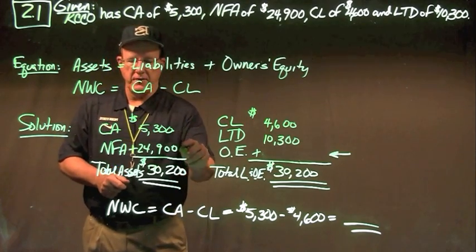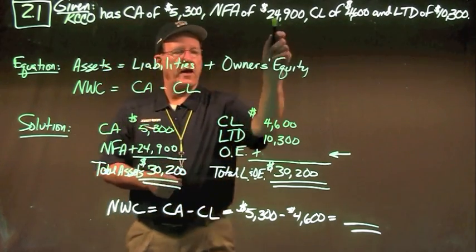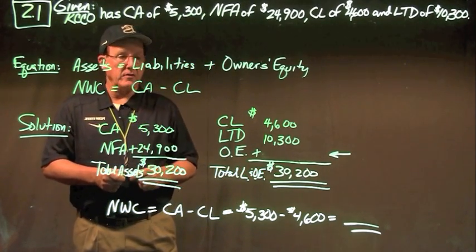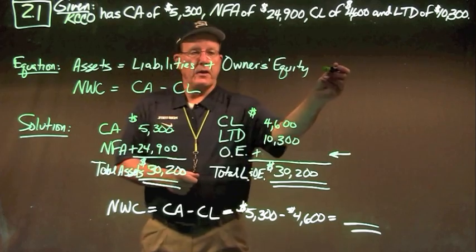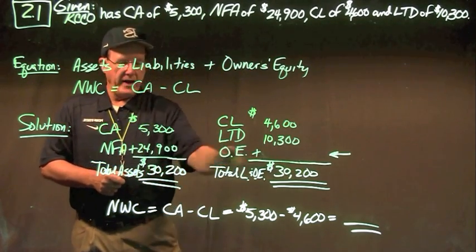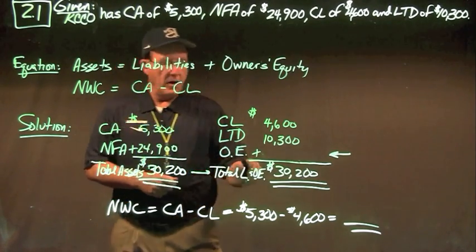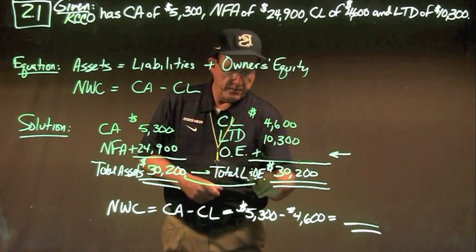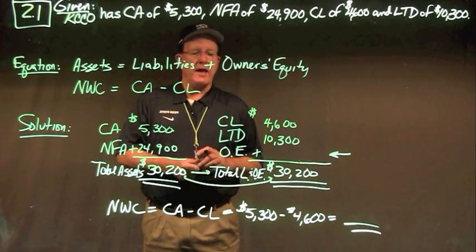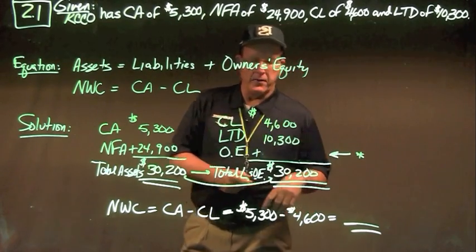So first of all, for the solution, we create a vertical balance sheet. Current assets plus net fixed assets equal total assets. $5,300 of current assets and $24,900 in net fixed assets give us total assets of $30,200. Based on the balance sheet equation, we know that total assets must equal total liabilities plus owner's equity, the same number. So I just bring over the $30,200 to the right side of the balance sheet. It's got to balance, my accounting teacher used to say. And now we can solve for owner's equity, which is the question.